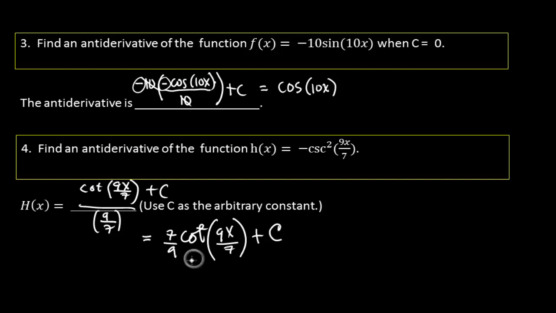Then how do you check? Differentiate. So what is the derivative of cotangent? Negative cosecant squared of the argument. Then use the chain rule, multiplied by 9 over 7, and see how those things cancel out, and you're back to your little h. Alright.